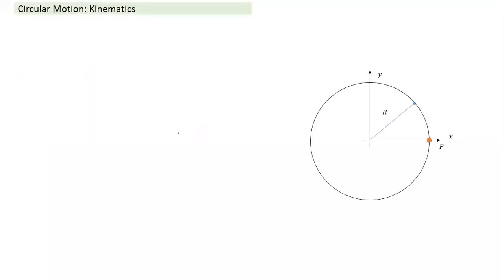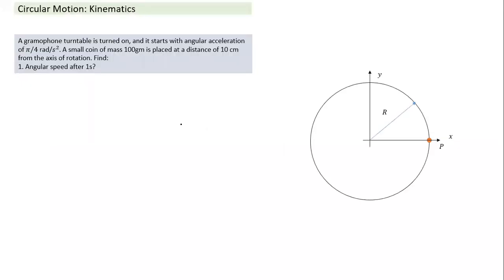So let's get started with circular motion. We have gone through some part of kinematics and one simple example of kinematics. So I will just touch upon one part here.